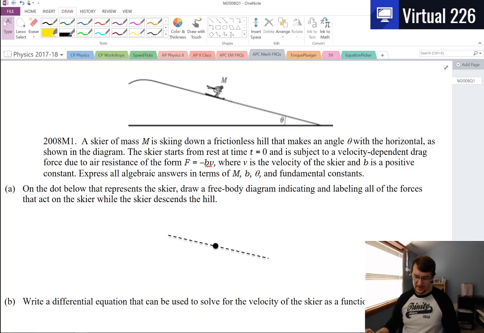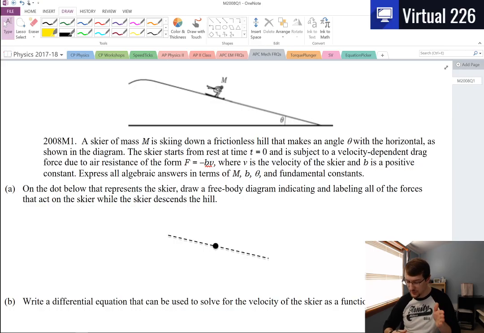So we're here doing some mechanics today. We're going to be looking at question 1 of the 2008 AP Physics C Mechanics exam. It's the free response question. And what we have here is a skier of some unknown mass, big M, skiing down a frictionless hill that makes an angle theta with the horizontal, as shown in the picture up here.